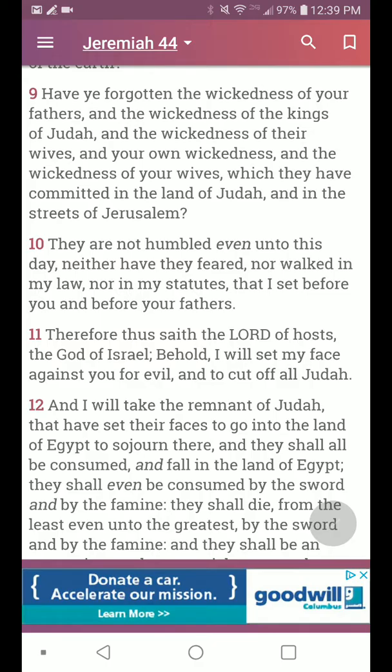They are not humble even unto this day, neither have they feared, nor walked in my law, nor in my statutes that I have set before you and before your fathers.